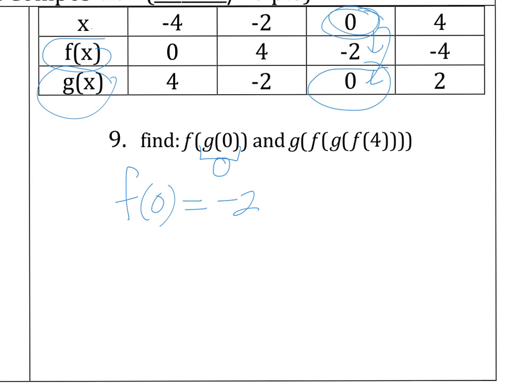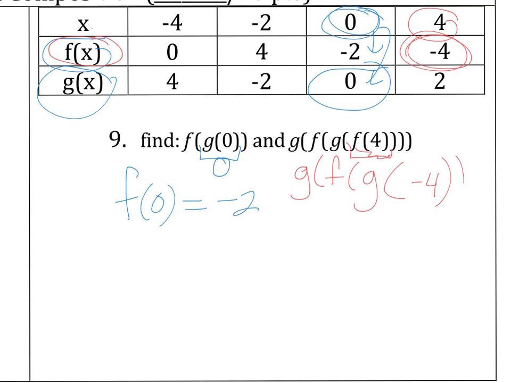We're going to repeat the same process for g of f of g of 4, but now we're going to start all the way on the inside and find the value of f when x is 4. So if f of x, we're looking in this row, when x is 4, that's going to be negative 4. So it's really g of f of g of, and then instead of f of 4, I'm going to write negative 4.